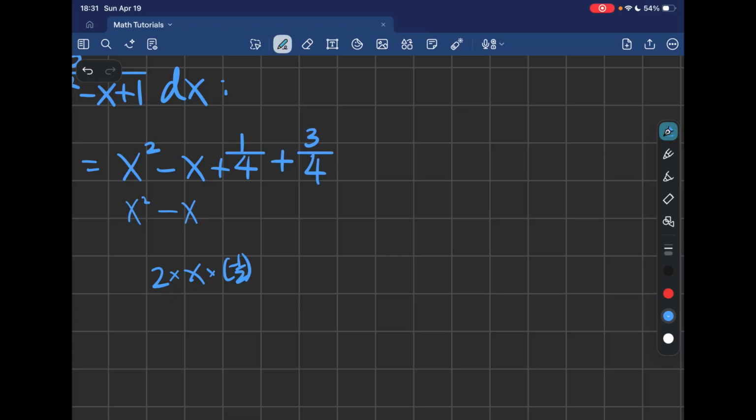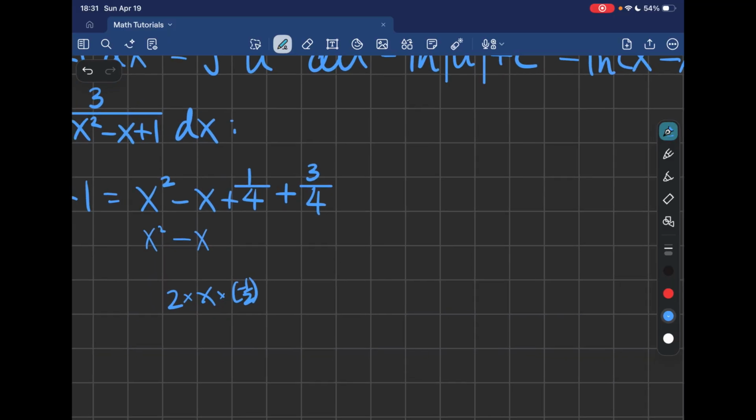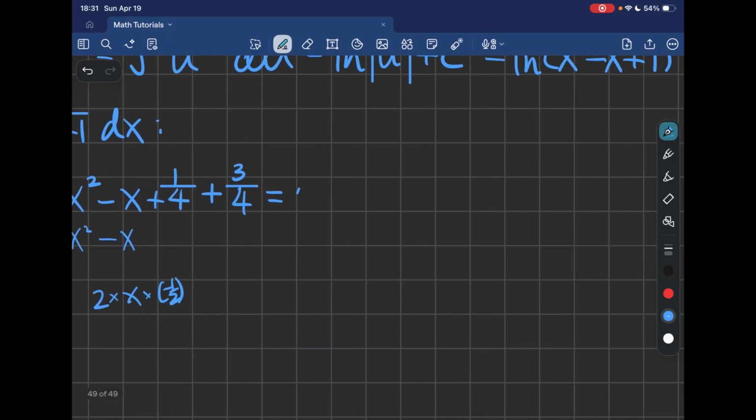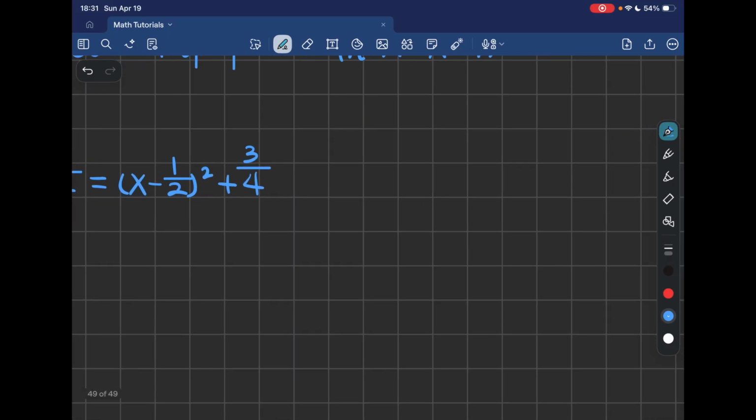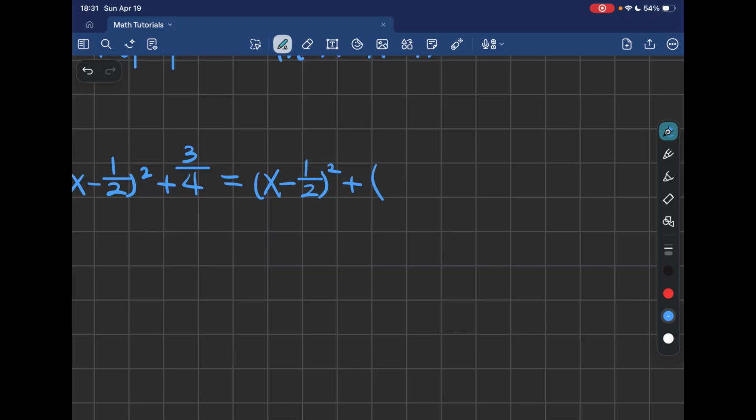This skill is something you must know, so be sure you review and keep in mind how to do completing the square. So we end up having x minus half to the power of 2 plus 3 over 4. And we can write this as x minus half to the power of 2 plus square root of 3 over 2 to the power of 2.